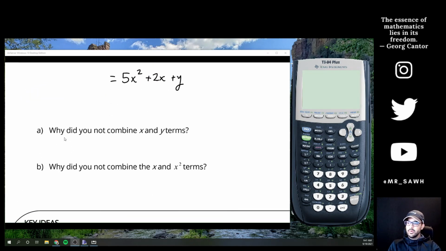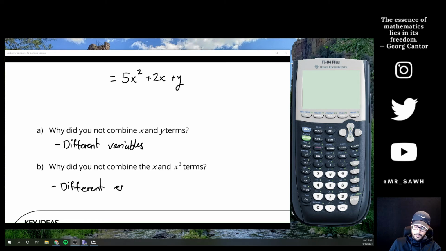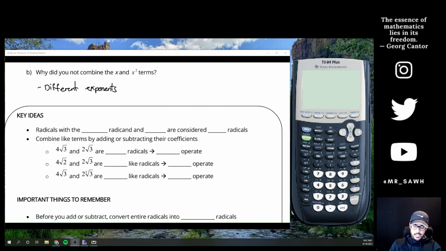Now, we couldn't combine together x and y terms because they had different variables. And the same reason we couldn't combine x's and x squareds, well, they had different exponents, even though the variable was the same. Okay, so both conditions have to be true, same variable and exponent, in order for us to put them together. Now, when you translate that into thinking about radicals, there are a couple things that need to happen as well.